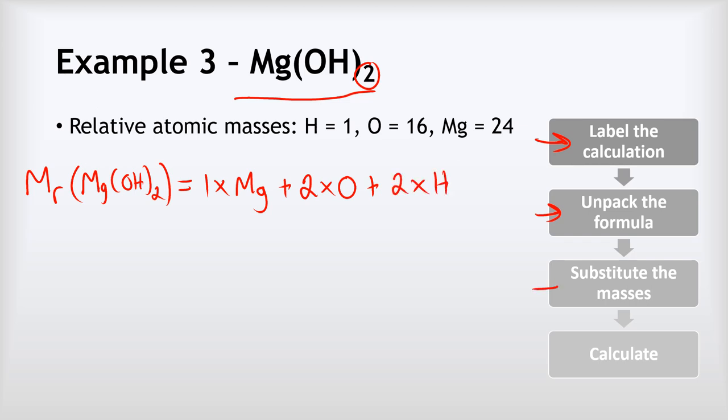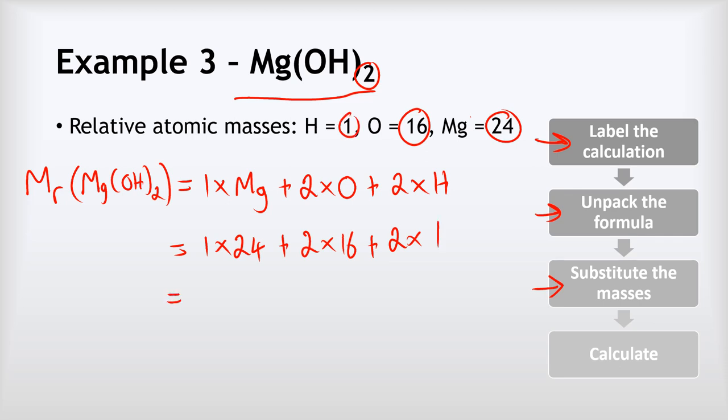Then we substitute our masses. Okay, so we say 1 times 24 for magnesium, because that's the mass of magnesium. Then we say 2 times 16 for O, because that's its mass. And lastly, we add on 2 times 1 for hydrogen. And if we do that correctly, we come to a relative formula mass for magnesium hydroxide of 58. And again, no units.